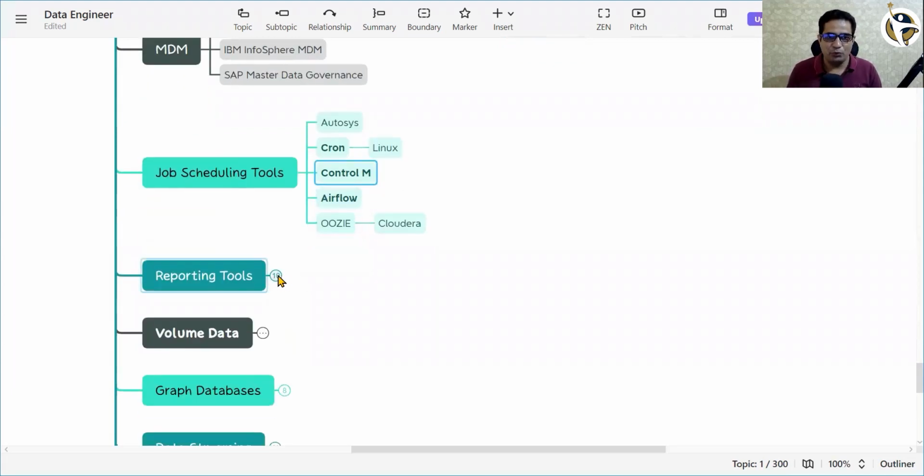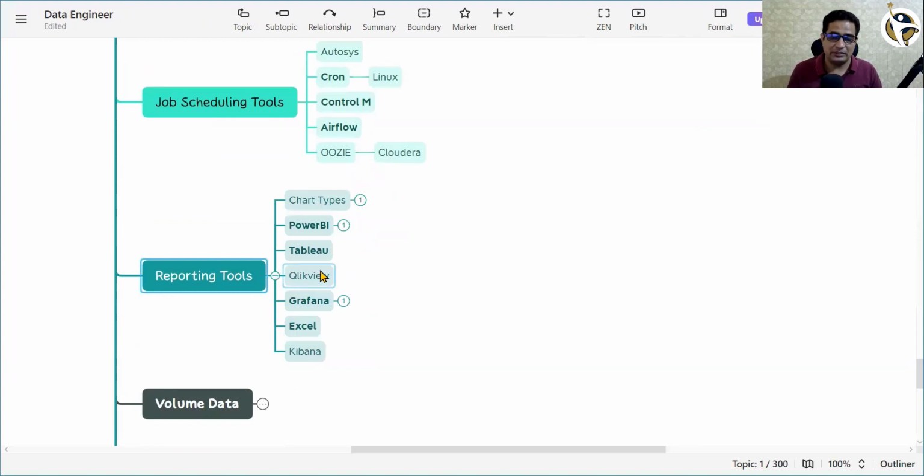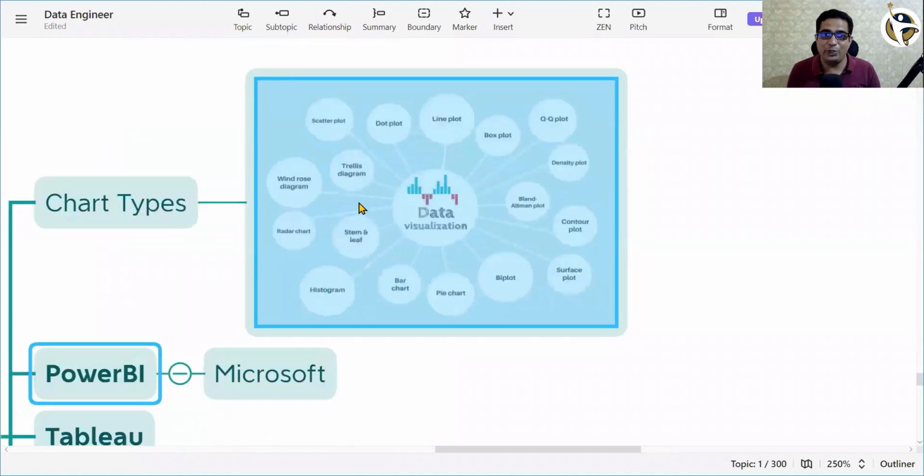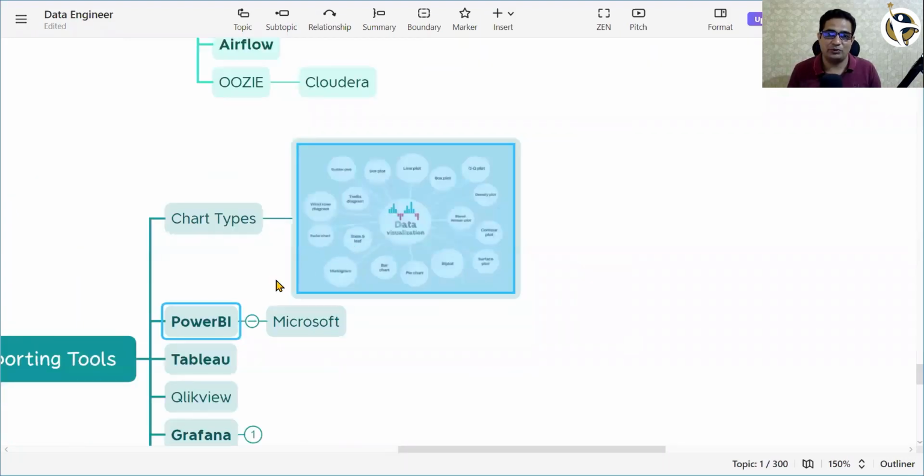Okay. Moving on to the next part, which is reporting tools. There are many reporting tools, but right now the space is being acquired by Power BI. It is a Microsoft tool, but very popular. When it comes to reporting tools, you need to know various types of charts. I have just included one snapshot here about various types of charts. You need to know all these types of charts. When you are a data engineer, it's all about massaging the data, but you need to understand the data also in a better and easier way. That's where data visualization and reporting tools play a very important role.